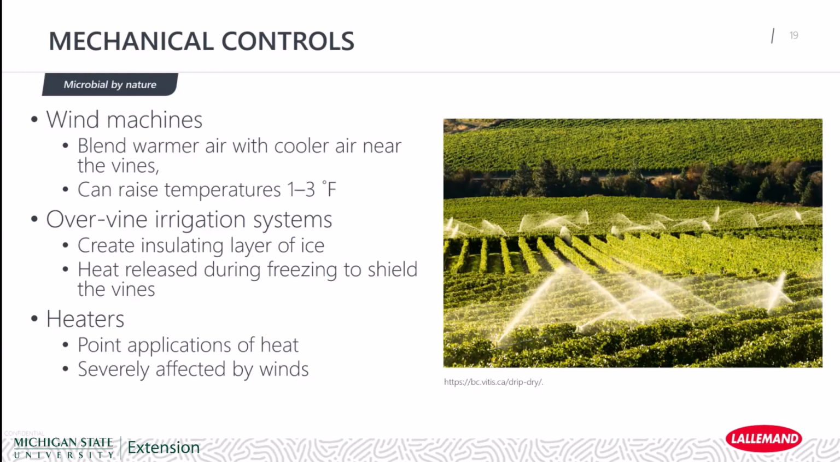Heaters are probably the least effective of the three listed here. These are really point applications of heat. It depends on the type of heater. And I know that burning barrels has been used pretty frequently in the past for heating vineyards, but it's really a point application. And this type of heat introduction is really affected by wind. So just something to consider when you're considering the economics of protecting your crop.